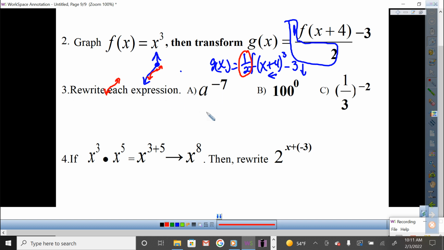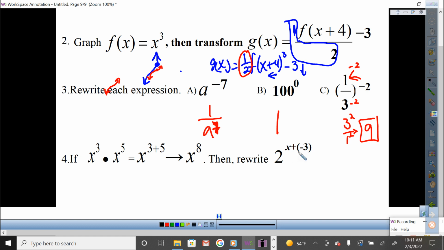3a, a to the negative 7 is 1 over a to the 7. B, 100 to the 0 exponent is? This one, distribute, that's negative 2, negative 2. We do the reciprocal, that's 3 to the second over 1 to the second, which is 9. So far so good, yes?